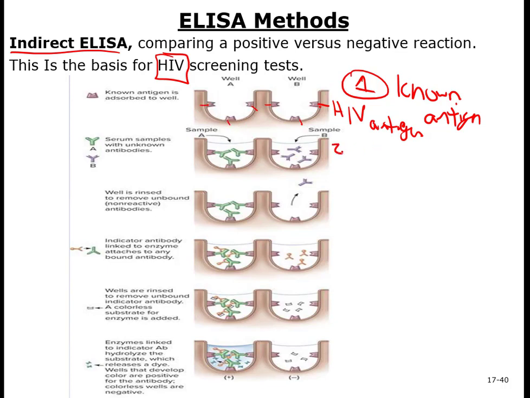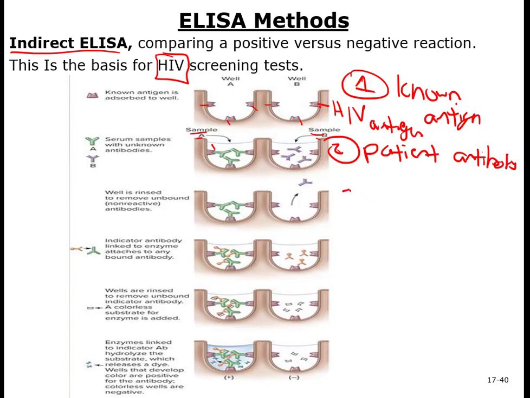In the next step, we're now going to add the patient's antibody. If the patient has antibodies that recognize HIV, they'll bind to HIV. So for example, in sample A, this patient did have HIV antibodies, so they will stick to the HIV antigen. Whereas in sample B, there were no HIV antibodies, so nothing would stick to the HIV antigen.